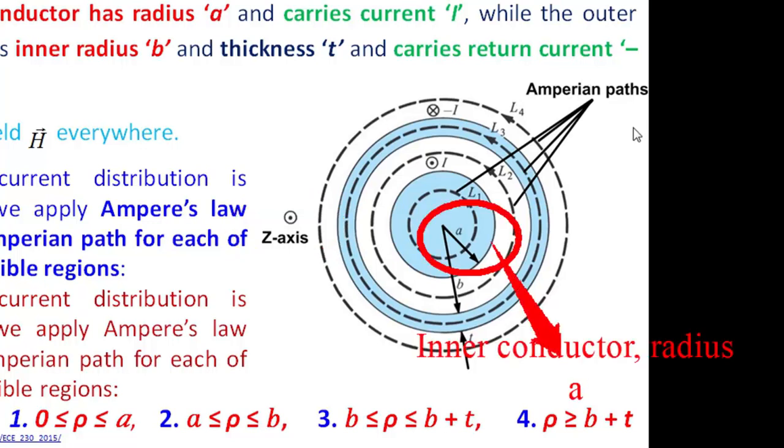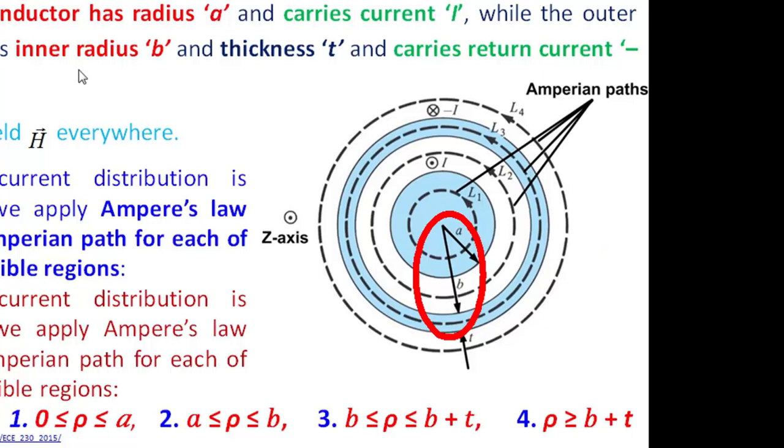The inner conductor has radius a and it carries current I, while the outer conductor has inner radius b and thickness t, and it carries a return current that is minus I. You can see it with the cross in this figure. This shows the inward direction of the current for the outer conductor of radius b.